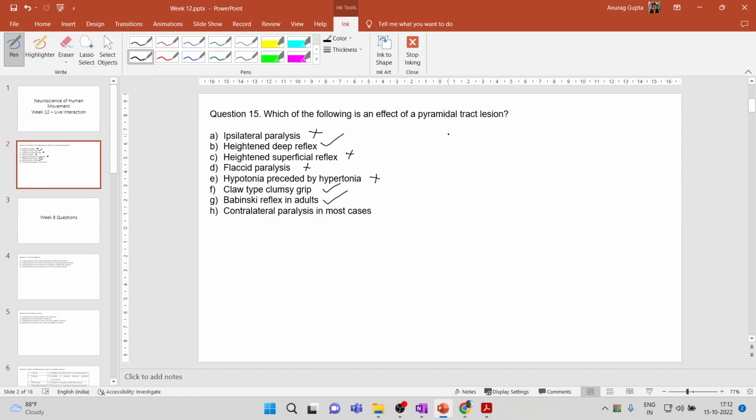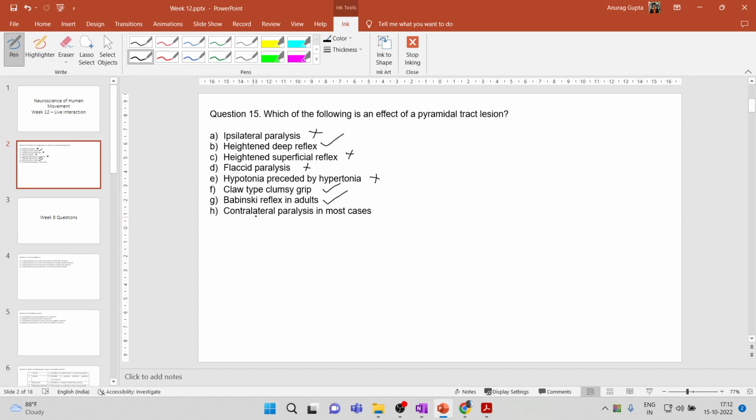So if we take a blunt object and rub it on the bottom of an adult's foot, then there is usually flexion of the toes. But in the case of pyramidal tract lesion, this is not seen. Instead, the Babinski reflex is seen.